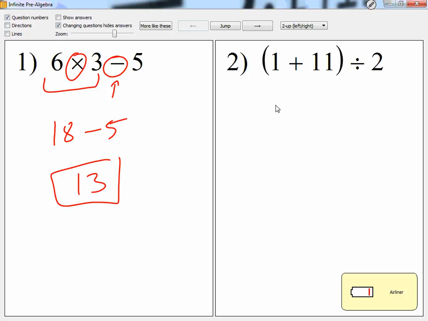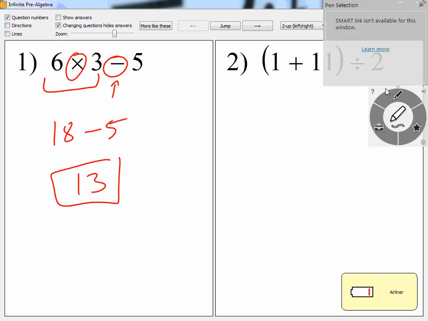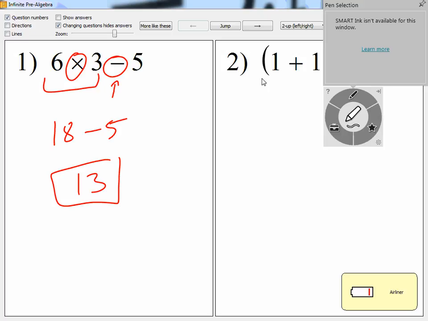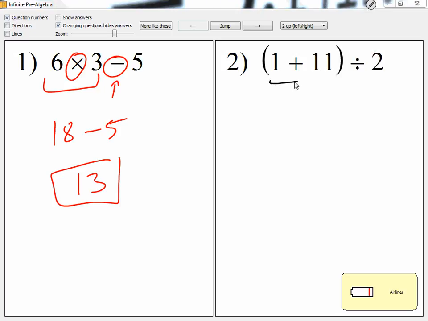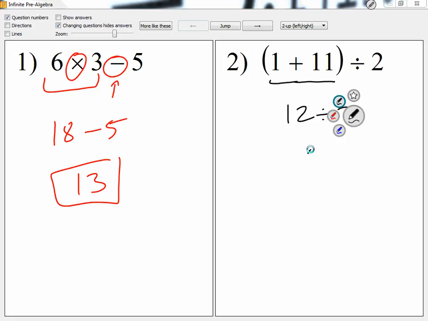Looking at question number 2, let me do the group first. How much is 1 plus 11? 12. So let me call this 12 divided by 2. How much is 12 divided by 2? 6. And I know I told you guys we do addition, subtraction last, but that one was inside a group. So that's why we did it first.